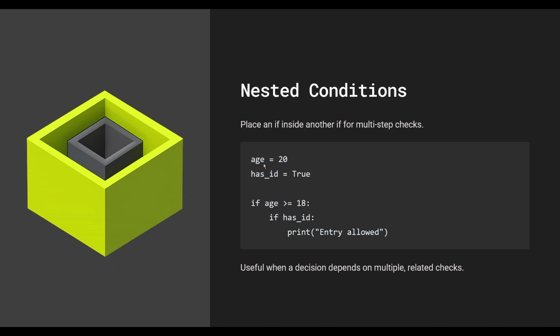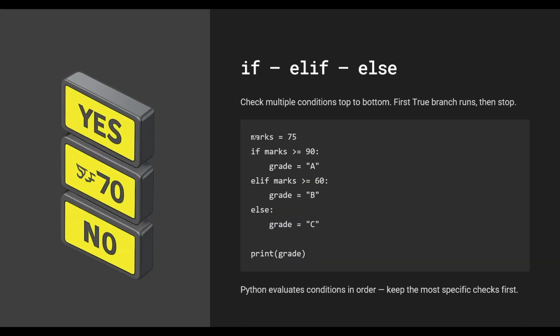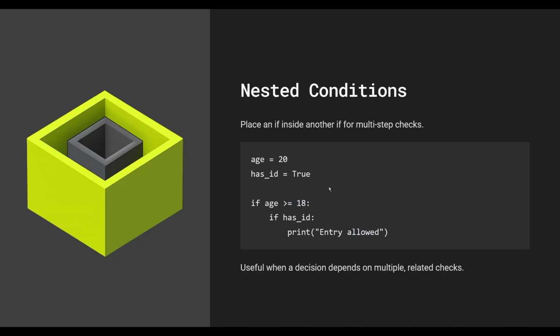First, age is given as 20. So is it satisfying or not? Age less than or equal to 18, not satisfying. So this will be skipped and nothing will be printed. So what's the difference between this nested condition and what we saw previously? Previously, if one satisfies the condition, the other won't print. But in this case, if one satisfies the condition, then it will go on to another. If that also satisfies the condition, then it will print this one.